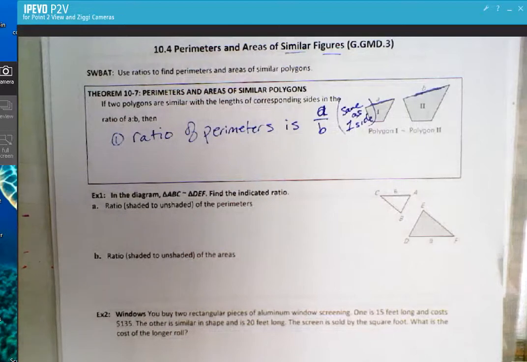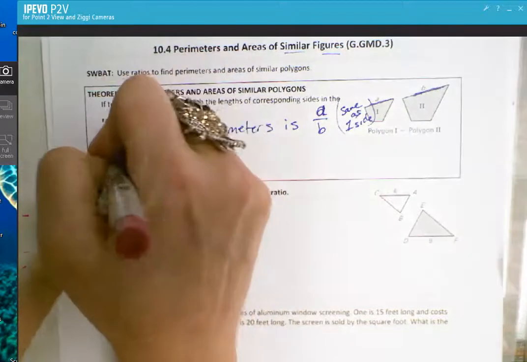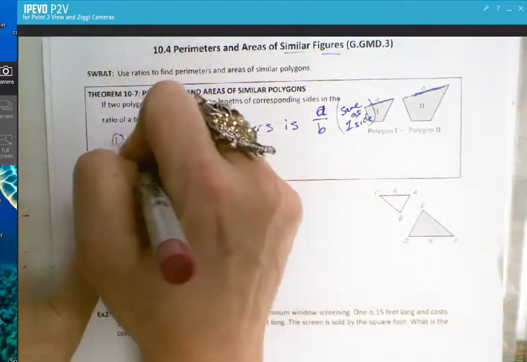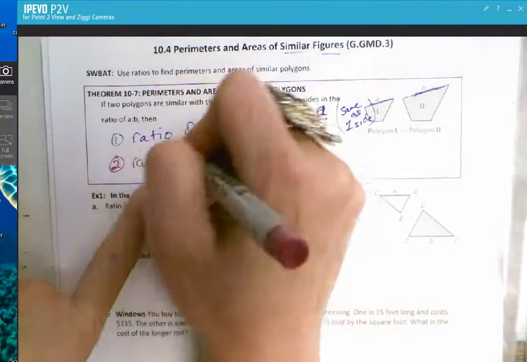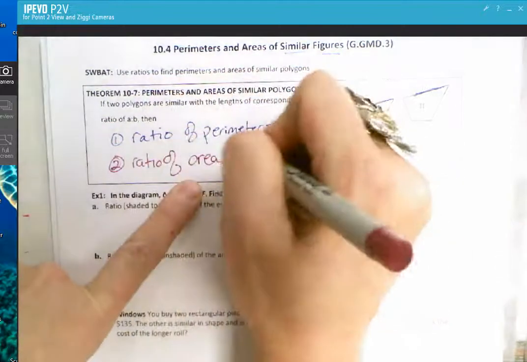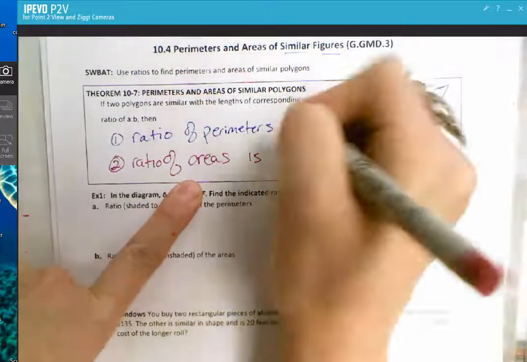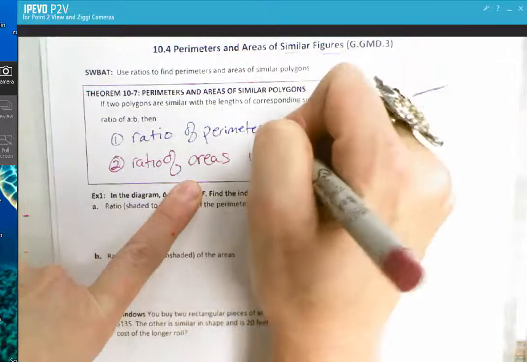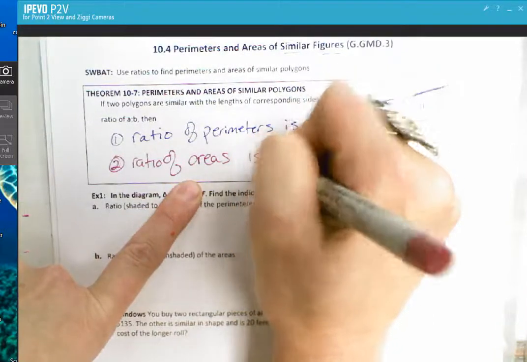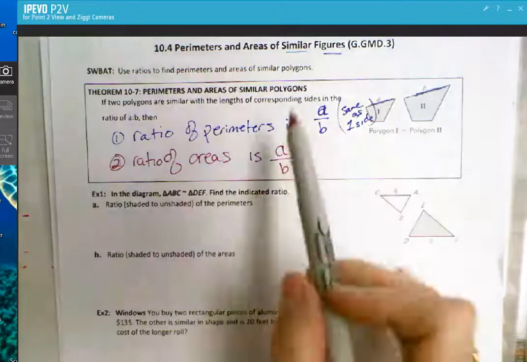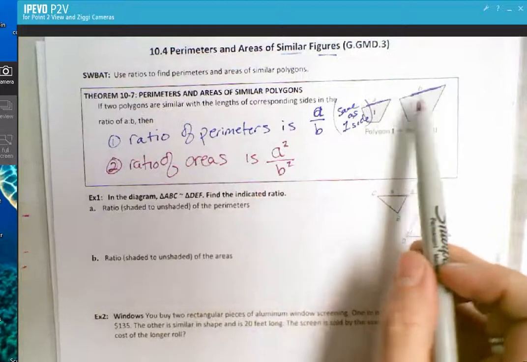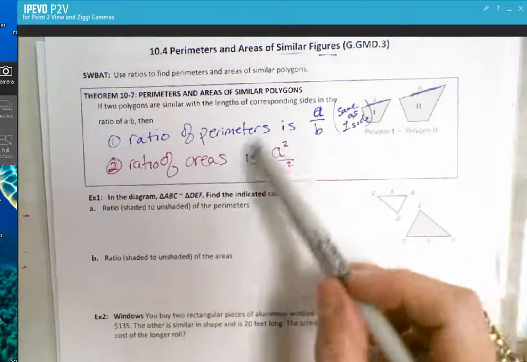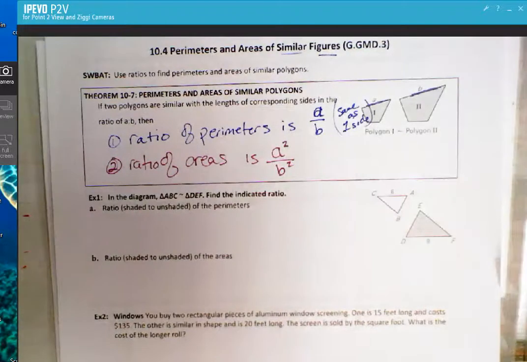We also know then that the ratio of the areas is squares. So we're going to have this cool little ratio of A squared to B squared. So if I can find the ratio of the perimeter or the ratio of one of the sets of sides, I can figure out what the ratio of the areas are as well. So let's take a look at an example.